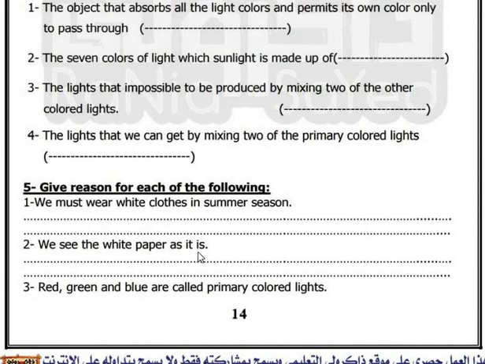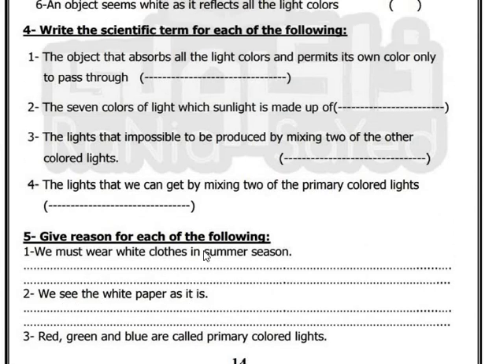طيب number 2. We see the white paper as it is. ليه بشوف الوايت paper باللون بتاعها؟ because الوايت بيعمل ايه؟ reflects all light colors that fall on it. تمام. Number 3, red, green and blue are called primary colored light. ليه بسميهم primary؟ because they are colored light that cannot be produced by mixing any two colors.